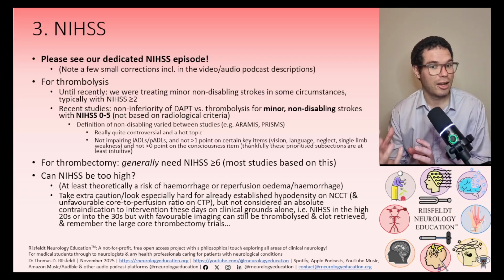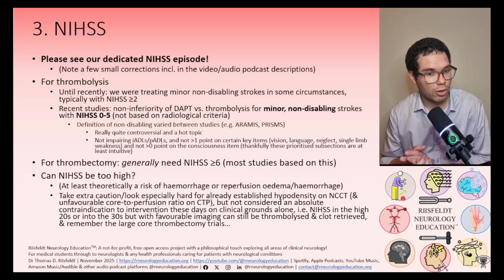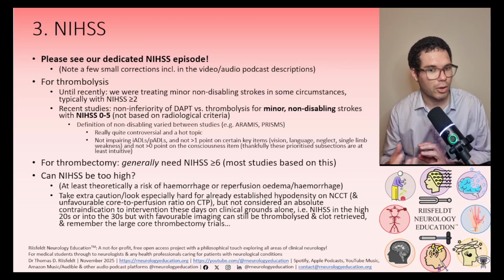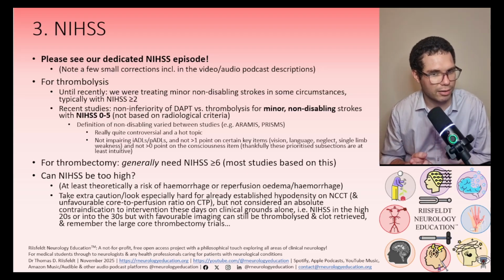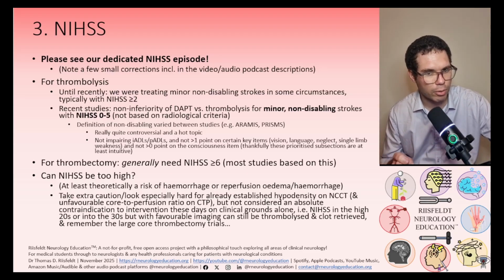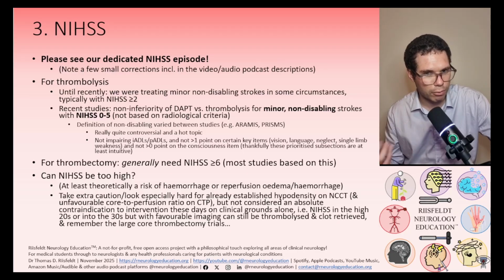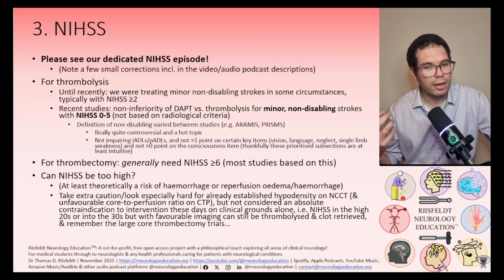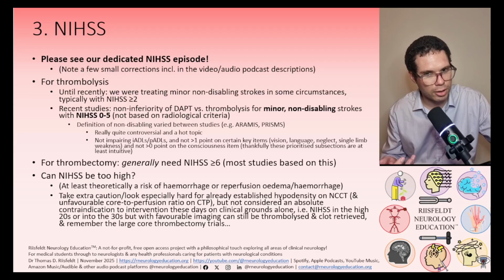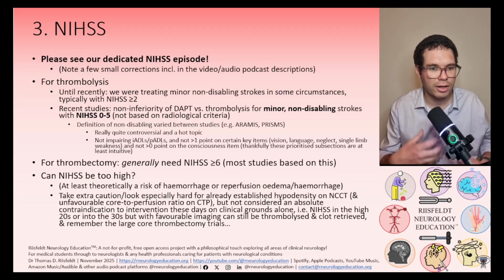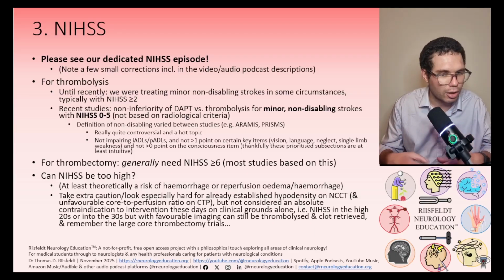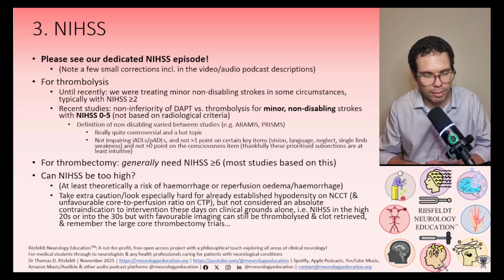If someone's got a large area of the brain which is hypodense on the non-contrast CT, then you've probably missed the boat in the context of someone with a high NIHSS, and that's not going to be a good candidate for thrombolysis. They're going to be at very high risk of hemorrhage following thrombolysis. The other imaging criterion which is helpful here is a CT perfusion with a very unfavorable core to perfusion ratio. Although, again, this isn't considered an absolute contraindication, and remember some of the large core thrombectomy trials in particular that we mentioned earlier this episode.